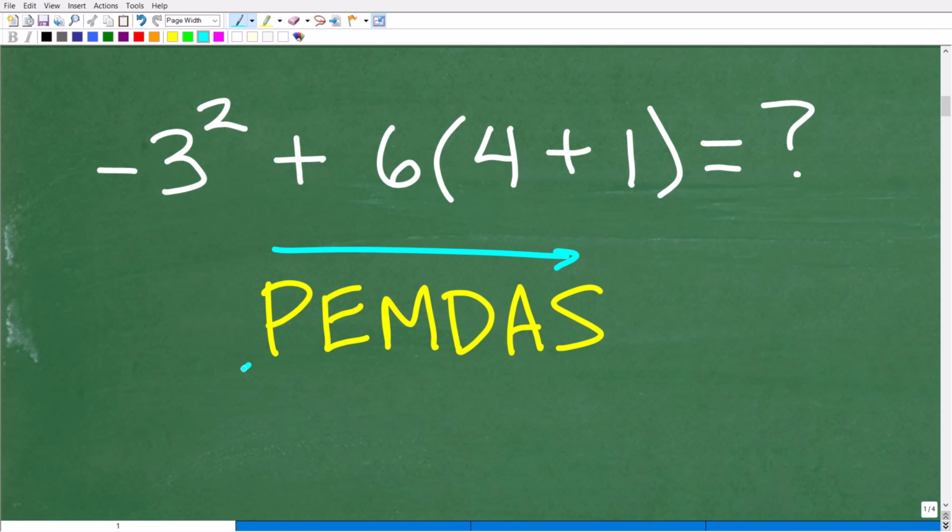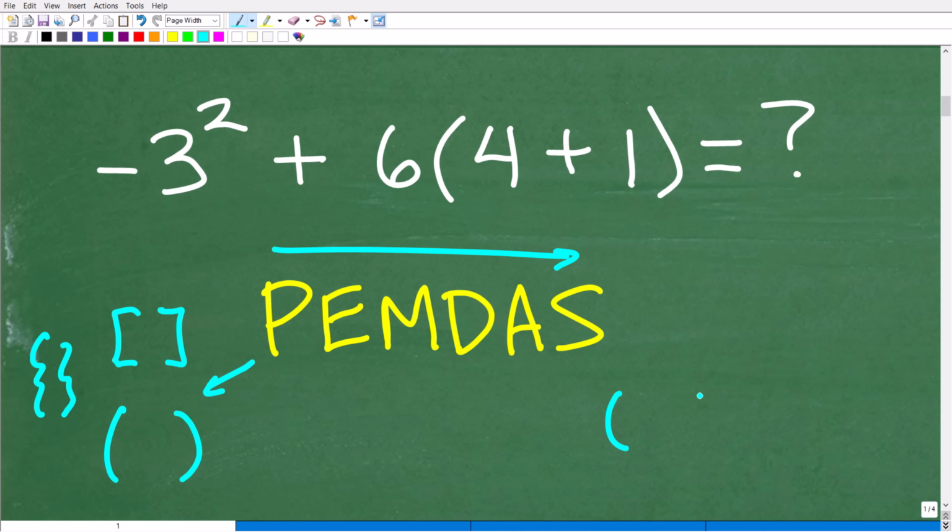So the P here stands for parentheses. So we're going to do parentheses first. Obviously, we have some parentheses in our problem, but this P is also these type of things like brackets and these type of brackets like this. Really, it's technically grouping symbols. Okay, so anytime you see grouping symbols, we're going to go to those first.